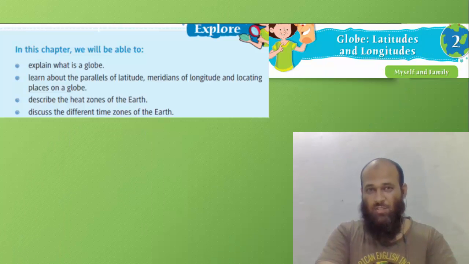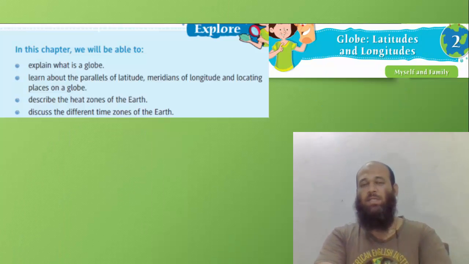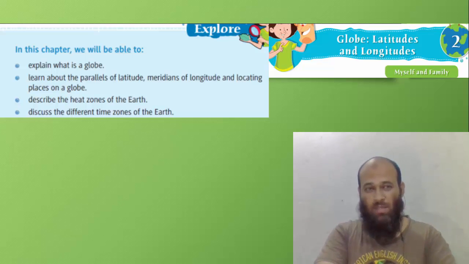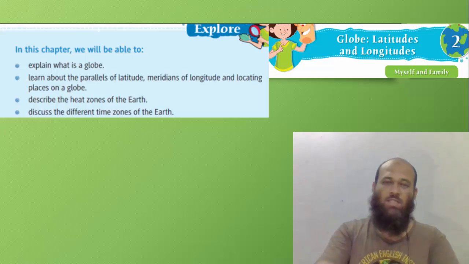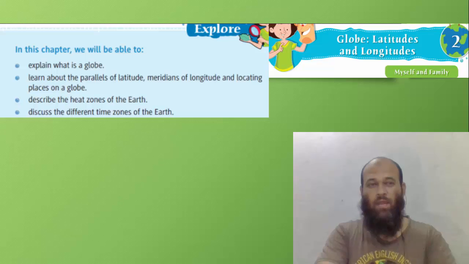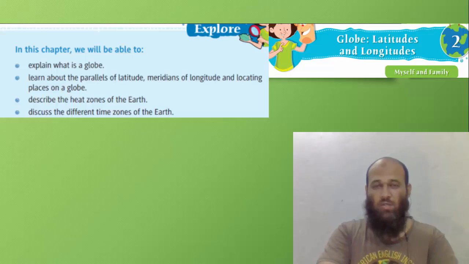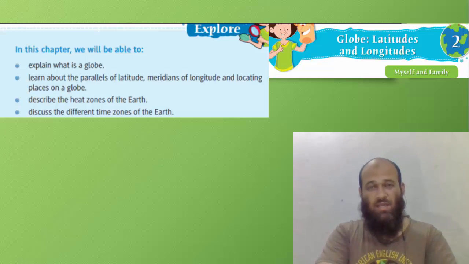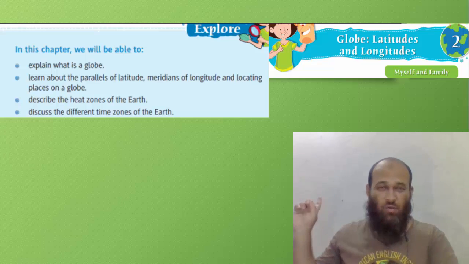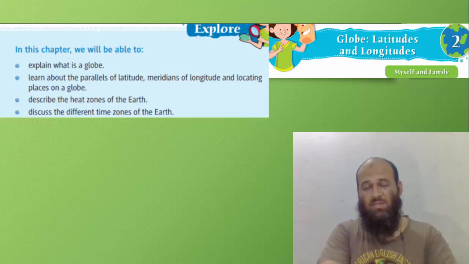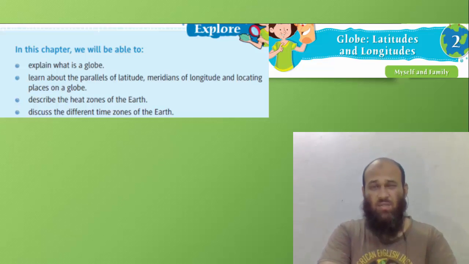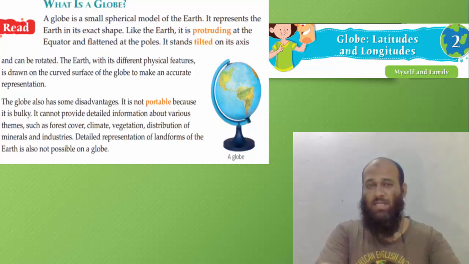So, in this chapter, we are also going to understand what a globe is. We will learn about the parallels of latitude and the meridians of longitude and locating places on the globe. Describe the heat zones of the Earth and discuss the different time zones of the Earth. I know most of this has already been done in your grade 5 last year, so let's quickly revise all the topics with me at Roots and Wings.